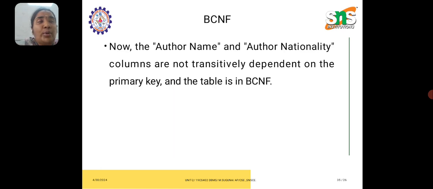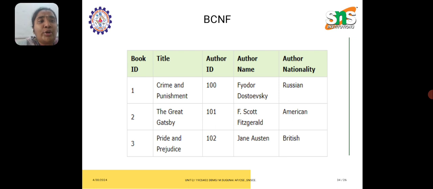In this Boyce-Codd normal form, the author name and the author nationality columns are not transitively dependent on the primary key, and the table is in Boyce-Codd normal form because the ID can be represented in any form, and the book ID will be different. Author ID will also be different. Titles of the books can come as chapter 1, chapter 2, like that. Author names can be repeated, and the author nationality will be different.